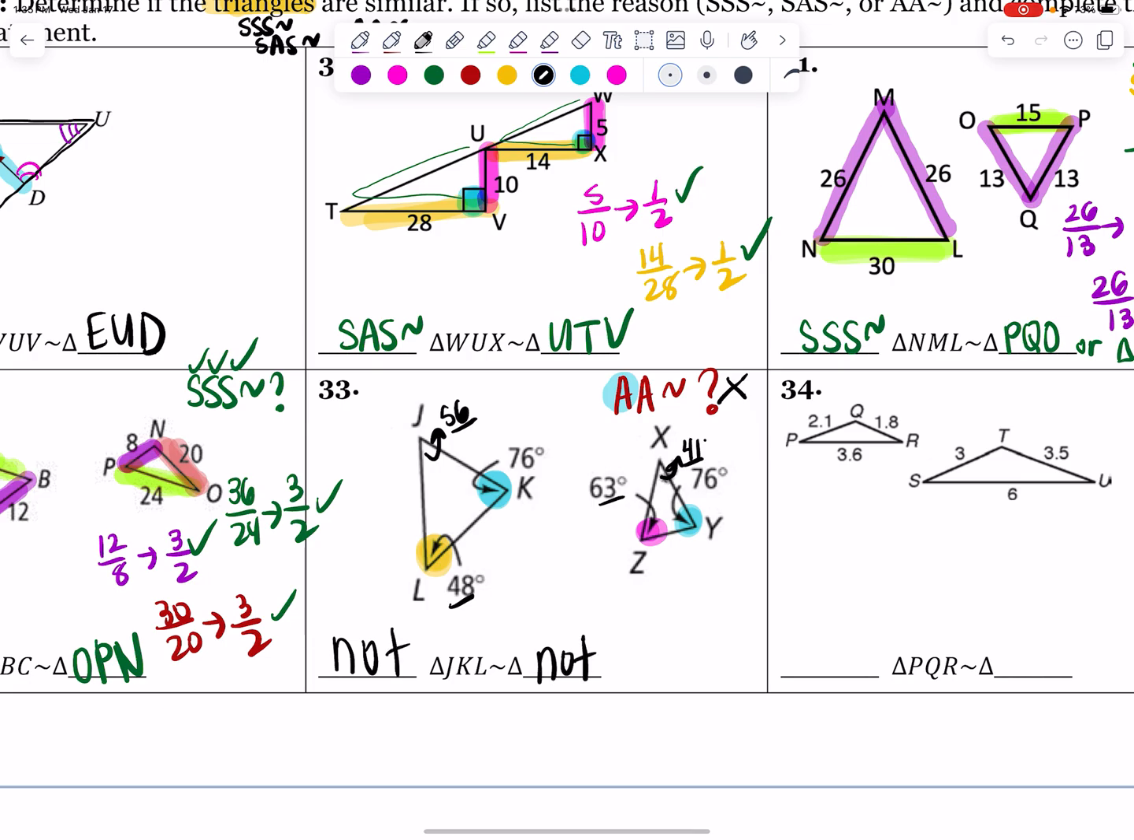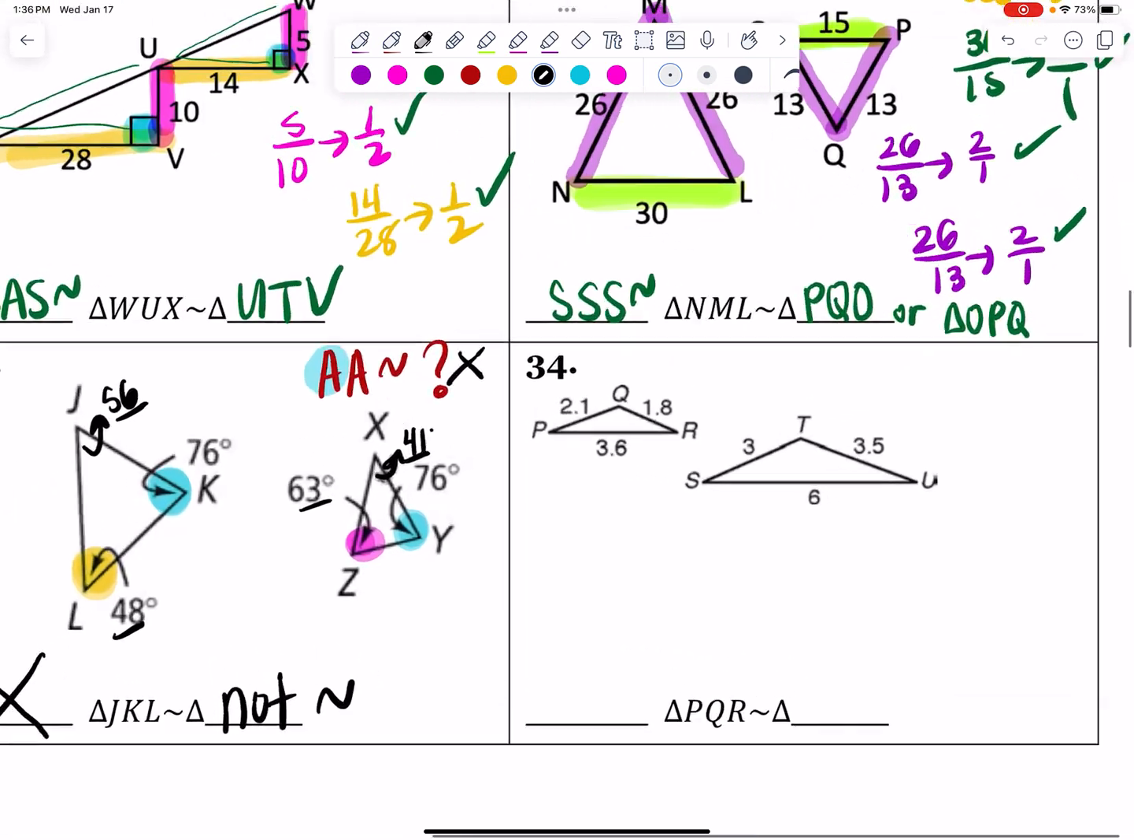So you could write not similar, which means I am not going to have a scale factor. So you can either write not similar again, or what we've been doing is just crossing it out. The shortcut is not going to exist. We're not going to have a scale factor, and these are not going to be similar. We know for sure that they are not similar.